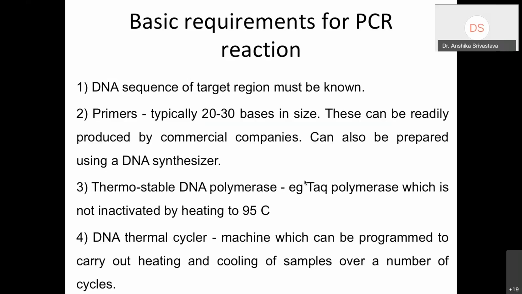Second is primers. The primers are typically 20 to 30 bases in size. These can be readily ordered from commercial companies like Sigma, IDT, but also can be prepared using a DNA synthesizer. You need a thermostable DNA polymerase, that is Taq polymerase, which is not inactivated by heating to 95 degrees Celsius, because you want it to work in your annealing steps and extension steps. Basically, your first step is denaturation. And then DNA thermocyclers, a machine which can be programmed to carry out heating and cooling of the sample over a number of cycles.